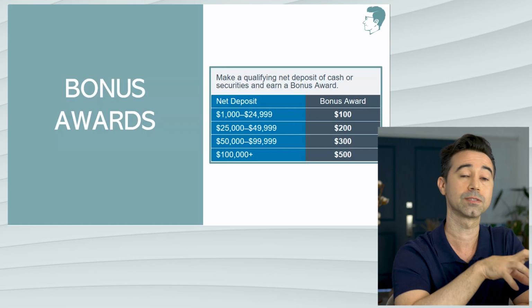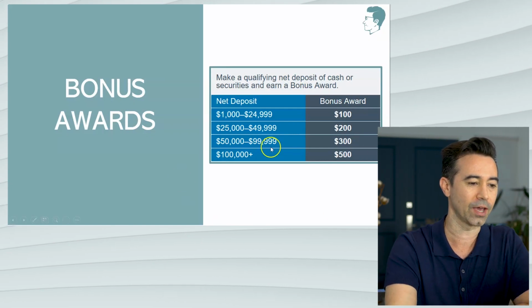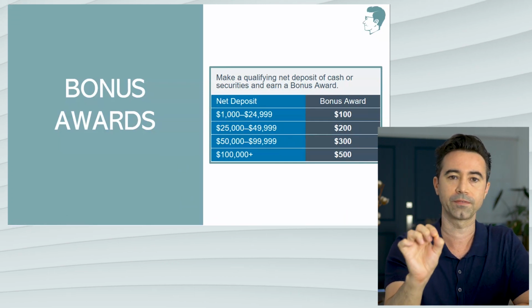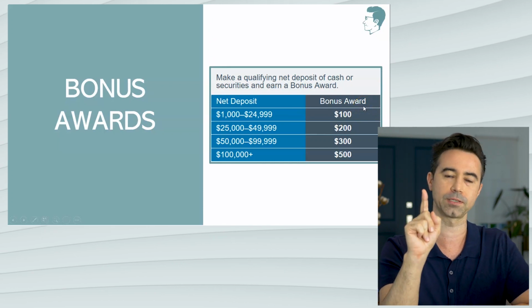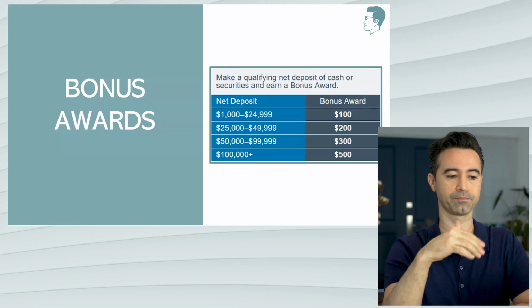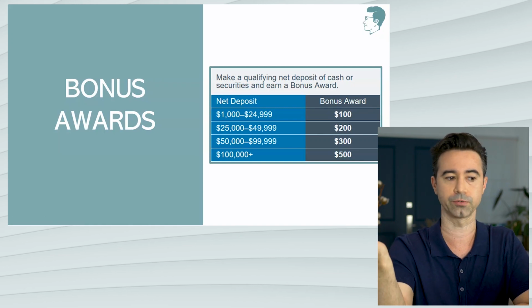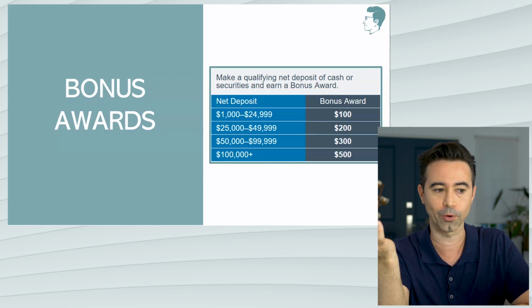And now if we go to the bonus. How do you get the bonus? What do you have to do? First, you have to have a net deposit of $1,000 to $24,999 to get a $100 bonus. So there you go. You put $1,000 in, you get $100. That's a really great return, right? That's a 10% return. Of course, once you put more in, it's not as good.